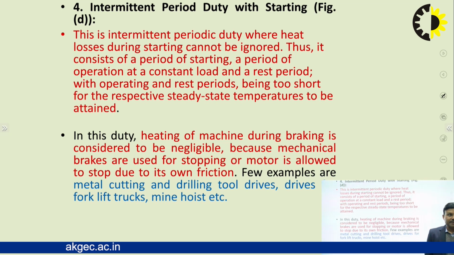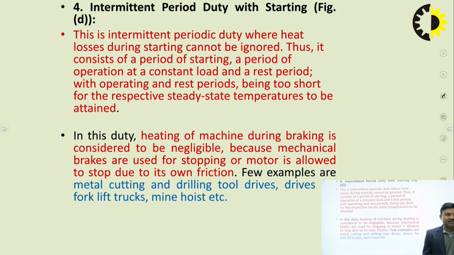Intermittent periodic duty with starting. This is intermittent periodic duty where heat losses during starting cannot be ignored. Thus, it consists of a period of starting, a period of operation at constant load, and a rest period, with the operating and rest periods being too short for the respective steady state temperatures to be attained. In this duty, heating of the machine during braking is considered negligible, because mechanical brakes are used for stopping or the motor is allowed to stop due to its own friction. A few examples are metal cutting, drilling tool drives, and drives for forklifts, trucks, mine hoists, etc.